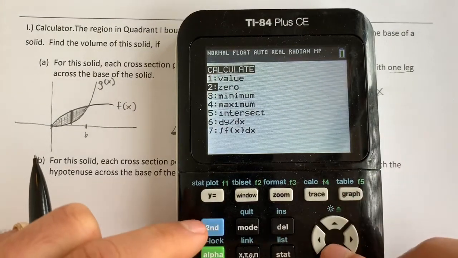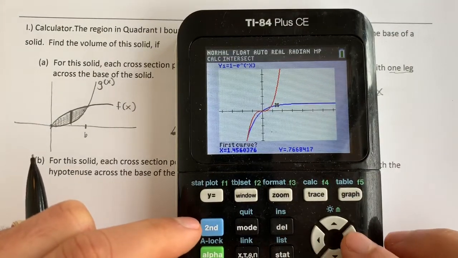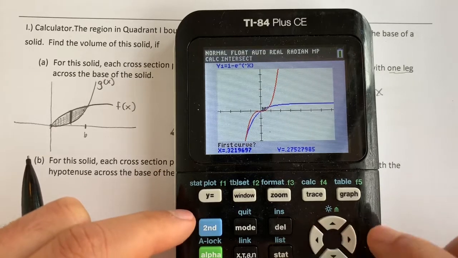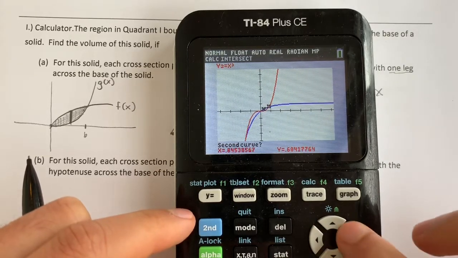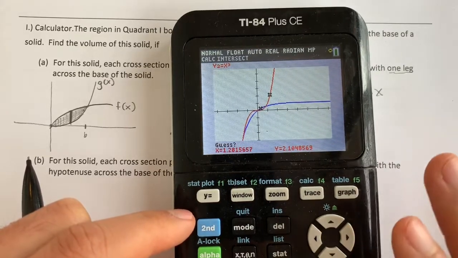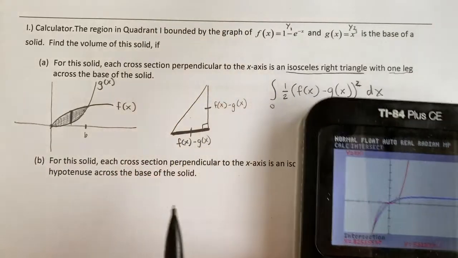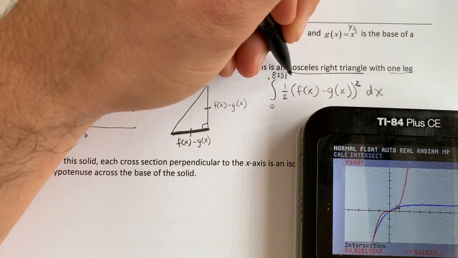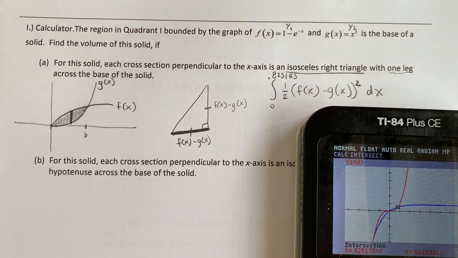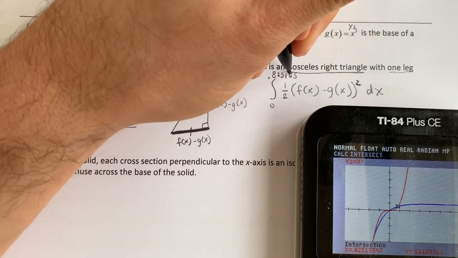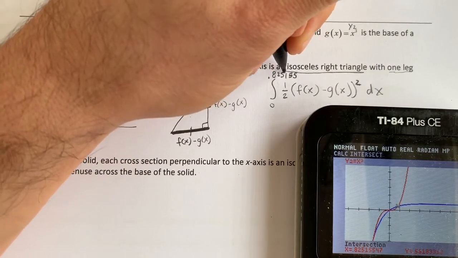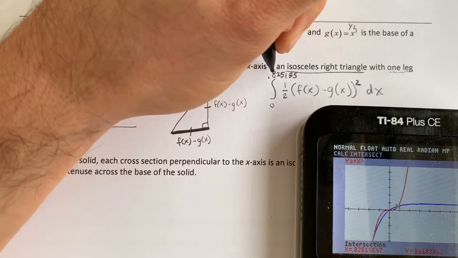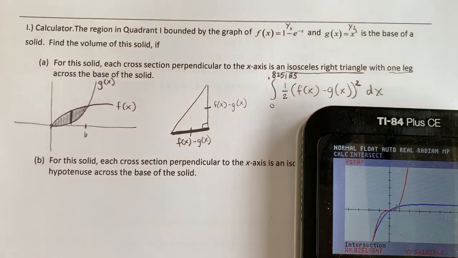Second trace, intersect. I'm moving pretty quickly, but actually you'll have to get fast at these for the AP test. You don't have a lot of time. Okay, so my intersection is 0.825155. I'm putting a lot of decimal places there because it's not the final answer yet, so I don't want to round too soon. Even 3 decimal places is considering maybe rounding too soon.